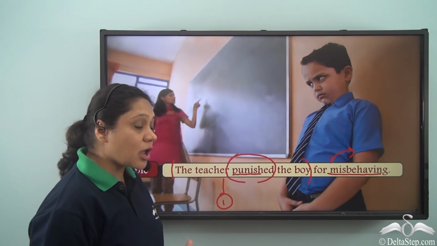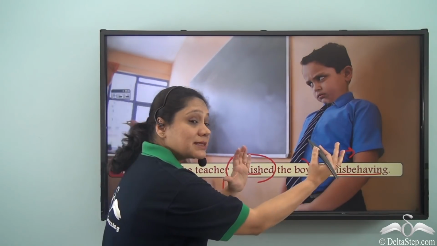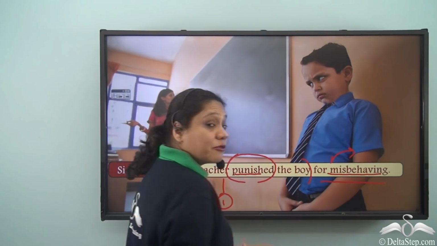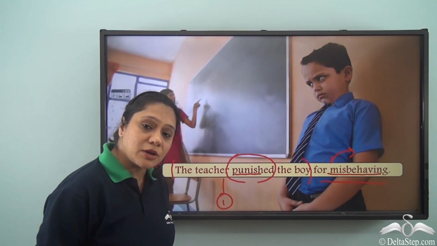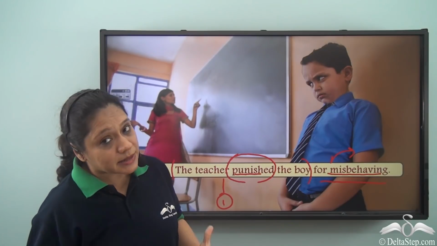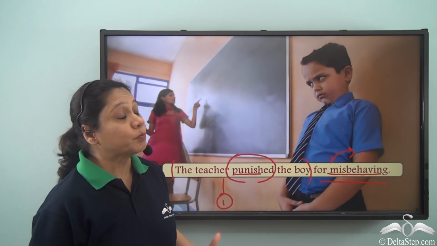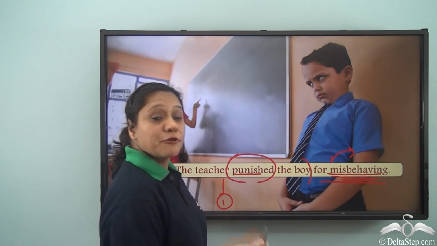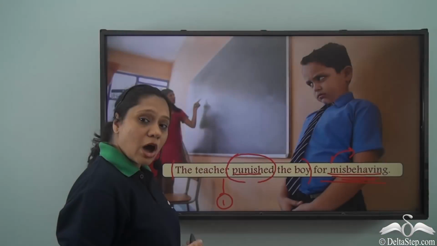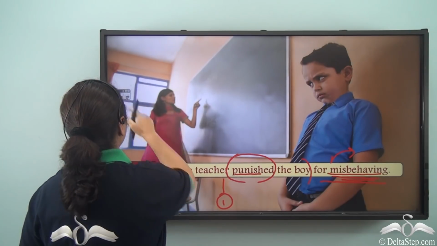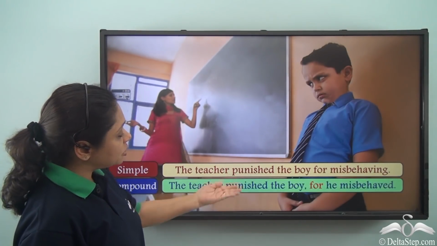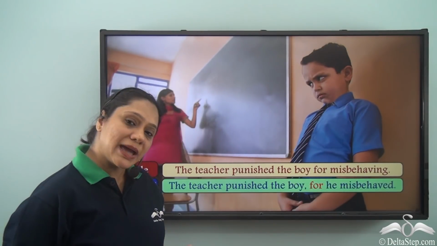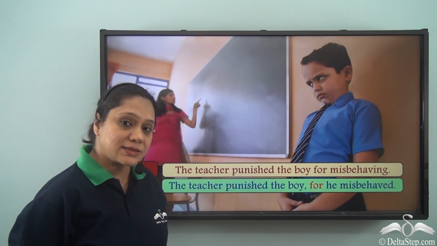So, what will we do now? Now, we need to work with the second part of the sentence, for misbehaving. We need to change this part of the sentence into an independent clause, and we need to change misbehaving to its finite verb form. So how will we write? We will write, the teacher punished the boy for he misbehaved. Now what have we done? Let us try to understand here.